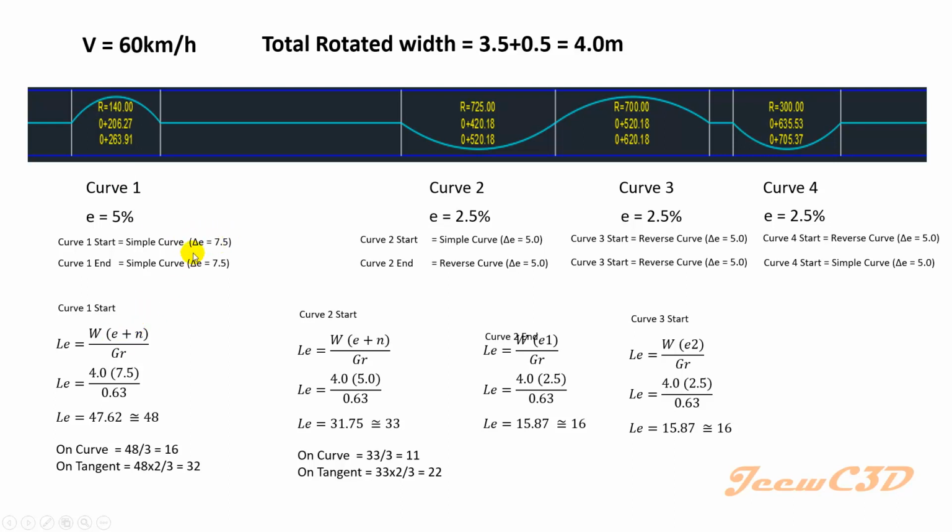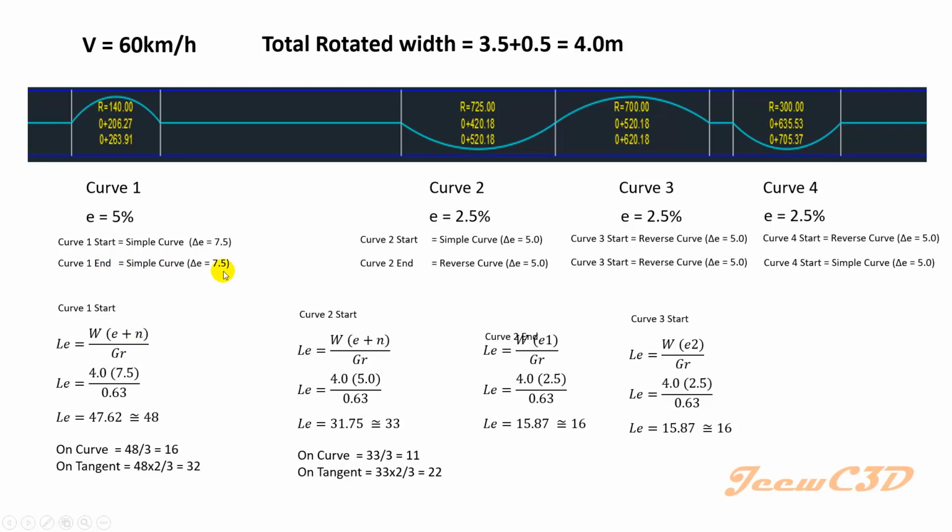If you consider the end side of this curve, it has the same characteristics as the start side. So a curve and a long straight. It has the same characteristics, so at curve end, your E plus N is 7.5 as well.